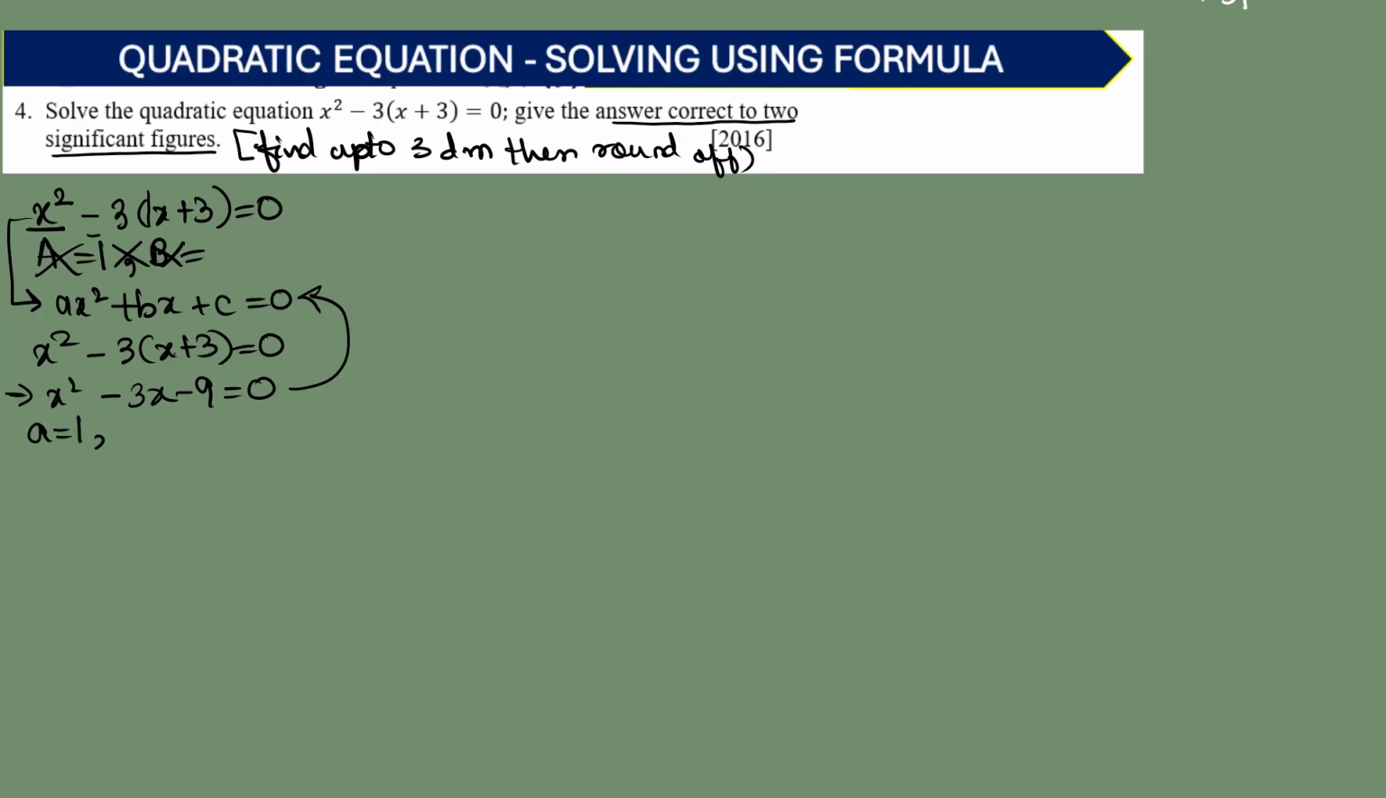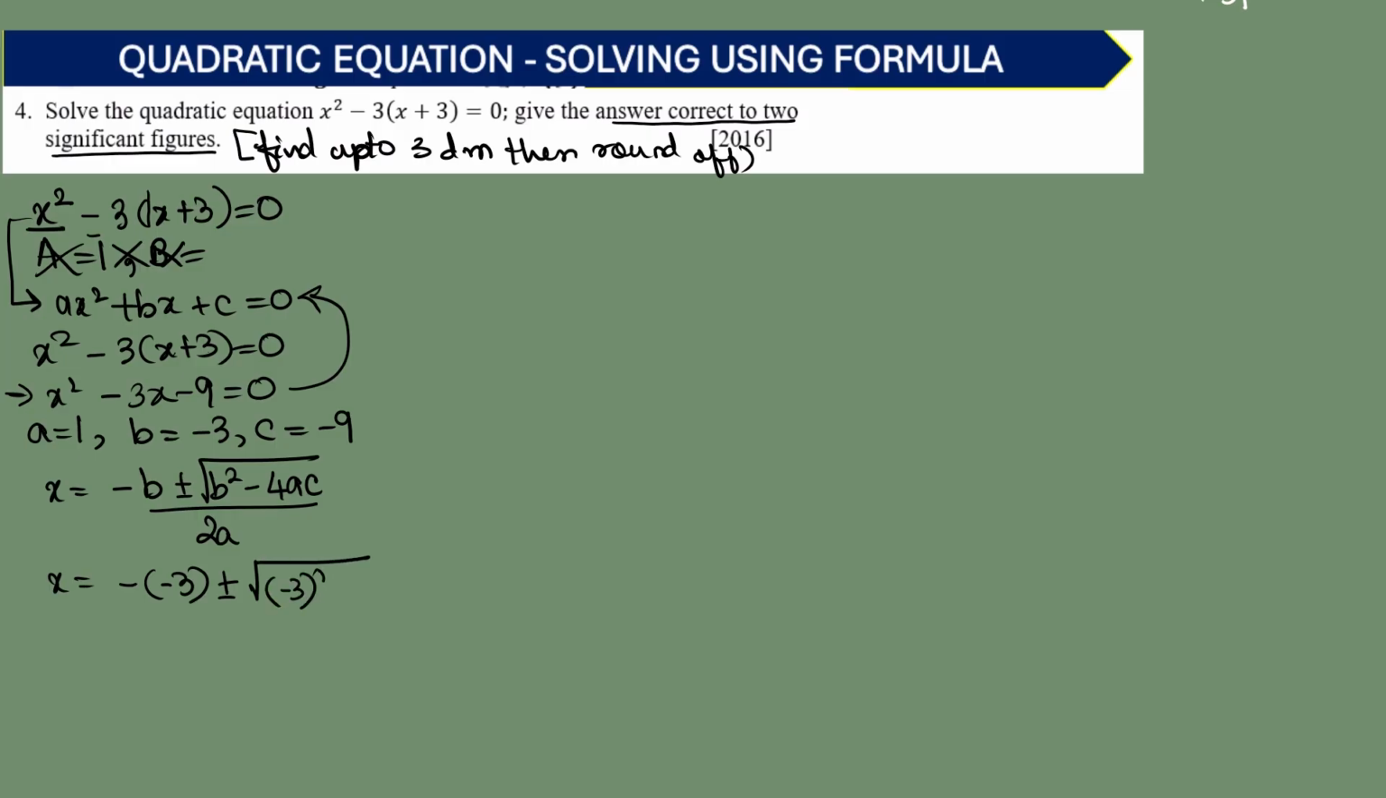A is equal to 1, b is equal to minus 3, c is equal to minus 9. Now we have to solve the quadratic equation using the formula. x is equal to minus b plus minus under root of b square minus 4ac upon 2a. So x is equal to minus b, that is minus of minus 3, plus minus under root of b square, that is minus 3 the whole square, minus 4ac, that is 4 into a is 1 and c is minus 9, upon 2a.